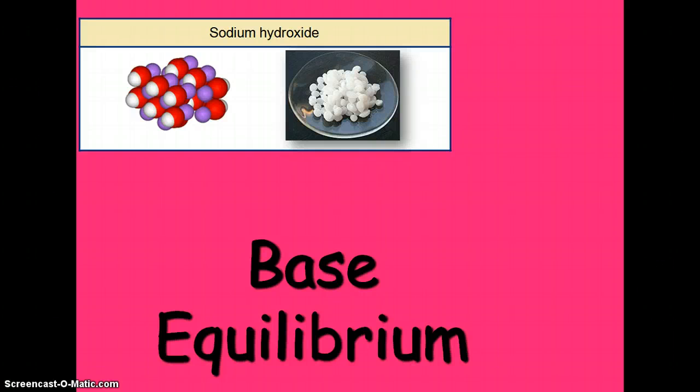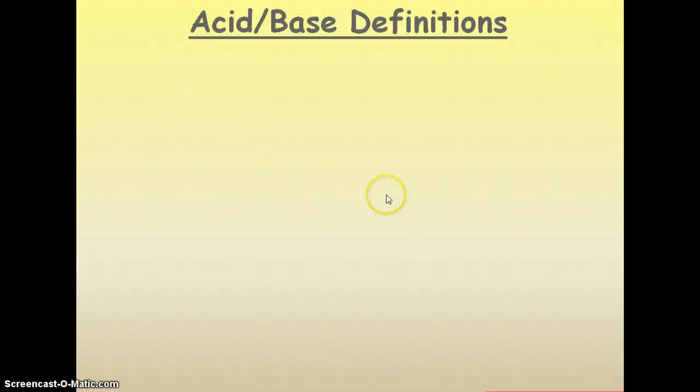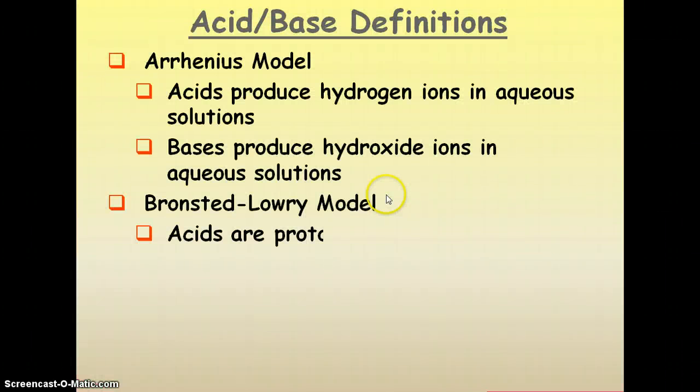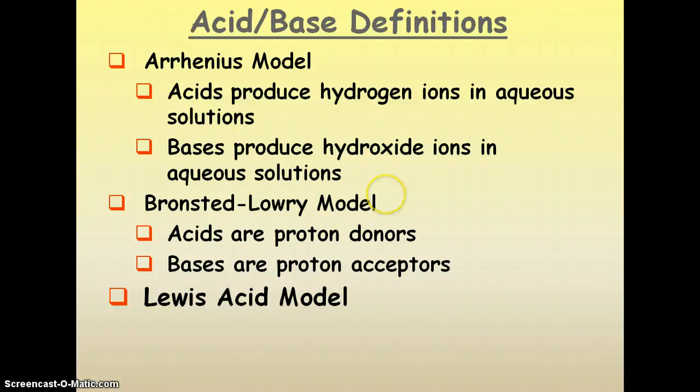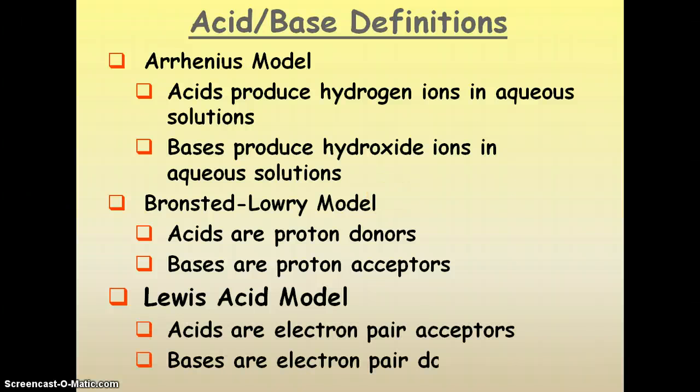All right, so let's have a little discussion on base equilibrium now that we know a little bit about acids. To do that, let's remind ourselves of all the definitions that we have already established. So Arrhenius calls a base something that produces hydroxide ions in aqueous solution. Bronsted-Lowry says a base is a proton acceptor or H plus acceptor.